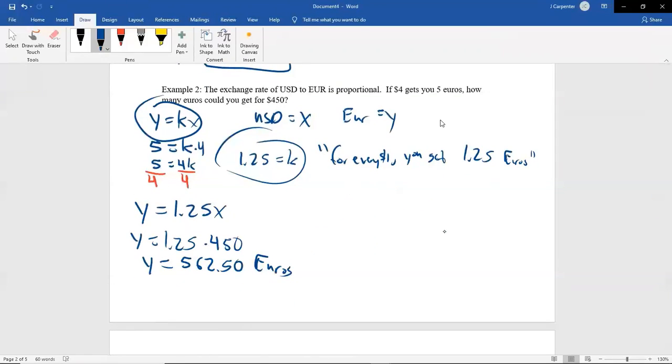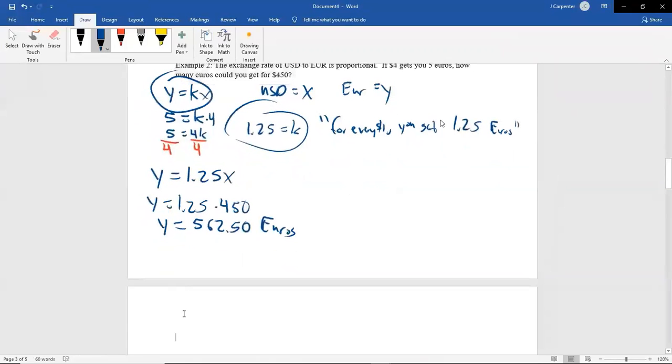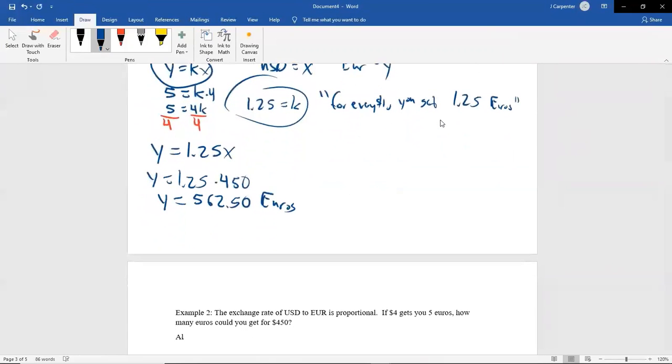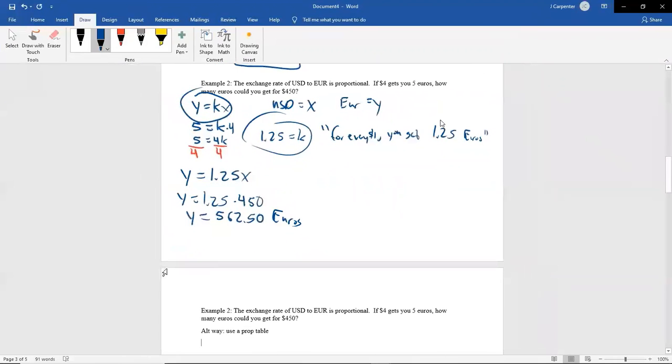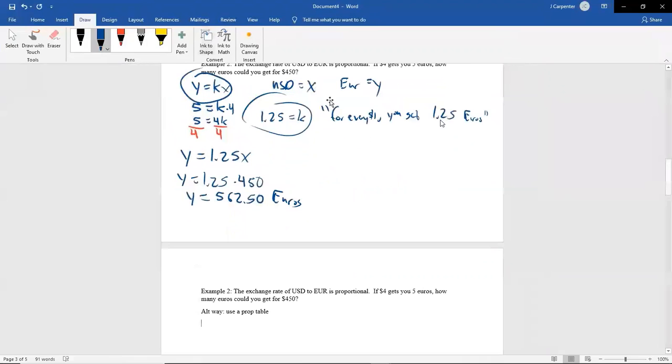An alternative way to have done this. I copy the question and put it just a little lower. The alternative way is we could have used a proportion table or a ratio table. Ratio table, proportion table, same thing. Let me just zoom back. All right. So we got the answer using the y equals kx setup. Now let's try it a different way, because like I've said, at the end of this course, it doesn't matter which way you do things as long as you learn one of them.